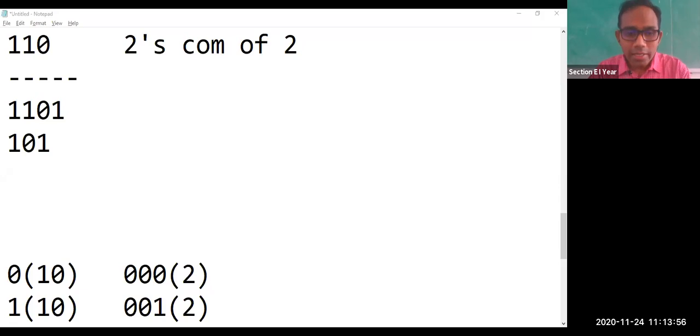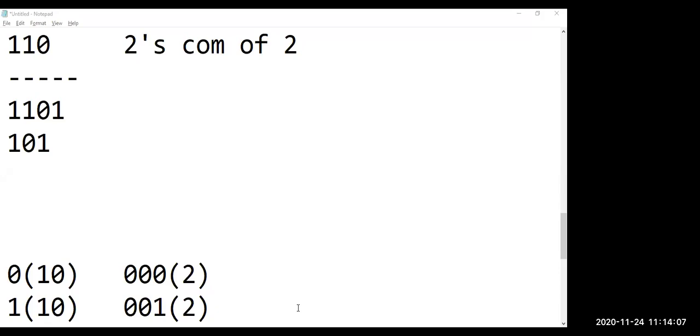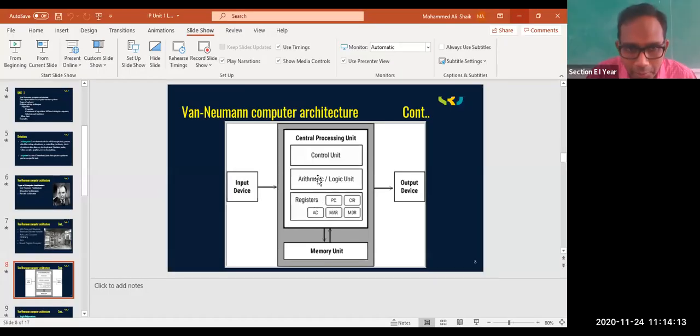Now coming to logical operations. Here we have completed arithmetic operations. The leftover is logical operations. Let us get back to Notepad.